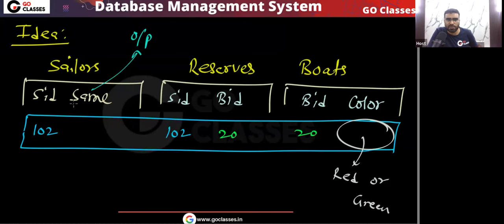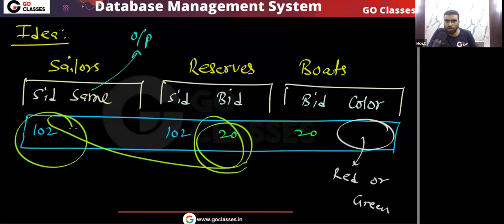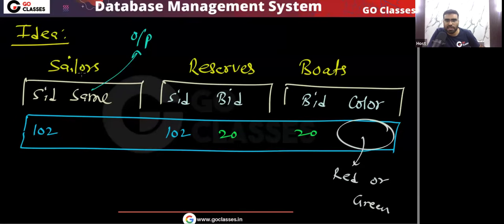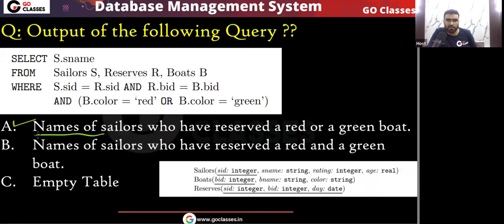Okay, these seller names we want in the output. So very simple point. This type of tuple we want, where we want the name of sellers who are booking a boat whose color is either red or green. Yes or no? Very simple. Here, either you must have red or you must have green. Is this clear? So we want the names of sellers who have reserved a red or green boat. So the answer will be option A.